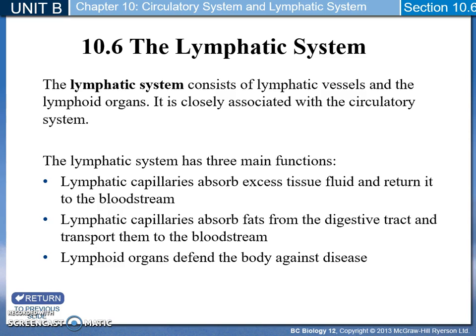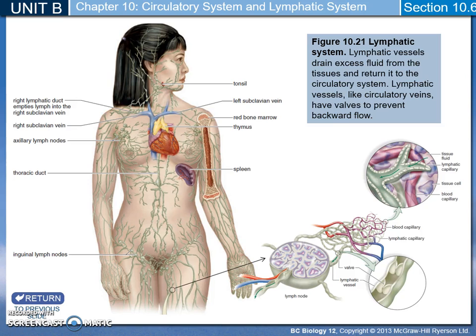We have the lymphatic capillaries. They absorb excess tissue fluid and return it to the bloodstream. Also, lymphatic capillaries absorb fats from the digestive tract and transport them to the bloodstream. And then finally, lymphoid organs defend the body against disease. So here are some of the structures that we will be looking at, in particular the spleen, the thymus, the red bone marrow, and the lymph nodes.